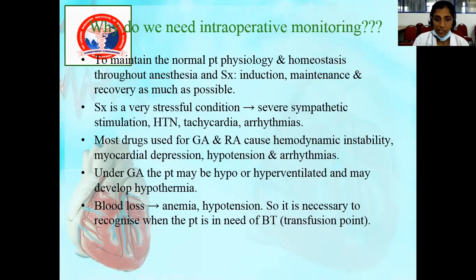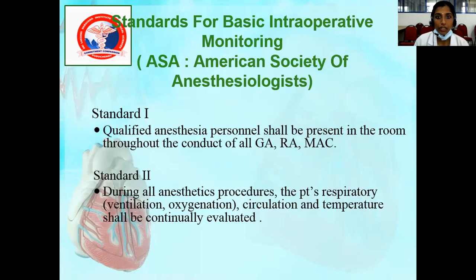Apart from that, the drugs which are used for general anesthesia and regional anesthesia can cause hemodynamic instability, myocardial depression, hypotension, and arrhythmias. And under GA, sometimes we have to put the patient on controlled ventilation. So the patient may be hypoventilated or hyperventilated, and that can itself lead to certain problems. Then, we need to maintain the temperature of the patient and prevent any kind of hypothermia. All these things, how will we know? Only if we monitor the patient.